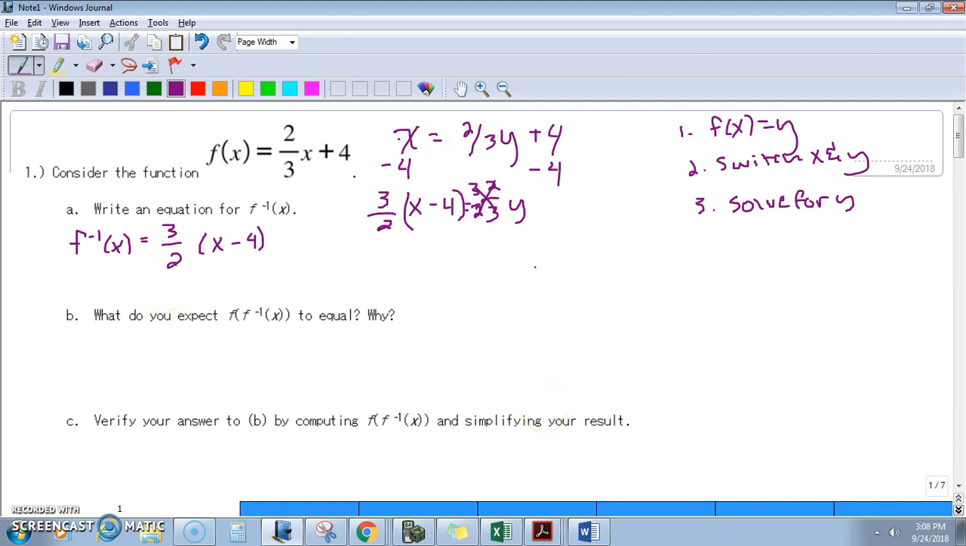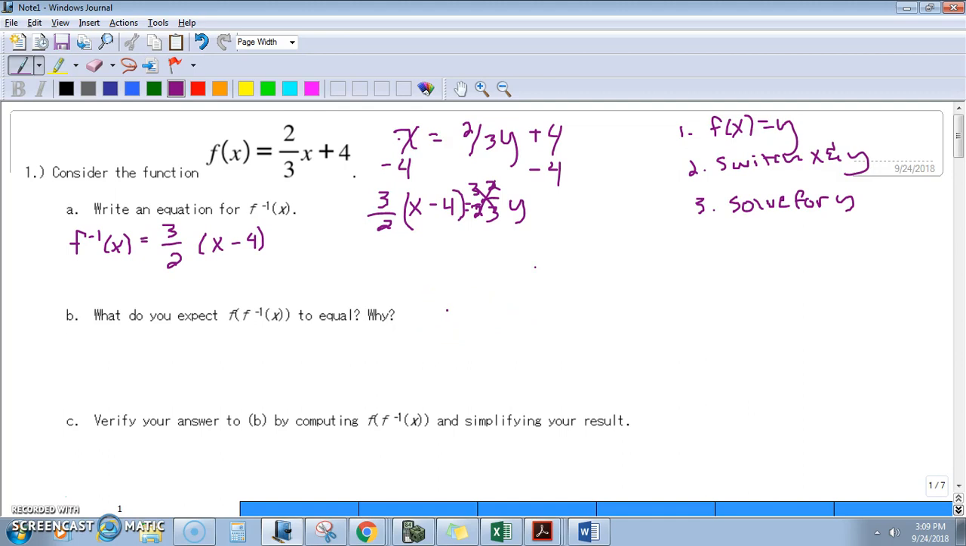Well, if they are truly inverses of each other, we need to prove that by composing it. And normally we call the inverse like g of x, but this time we just called it f inverse. So what we're doing here, f of f inverse of x, is we're just composing that function. And our answer should just be x because they're inverse equations. When you undo one, you get the same output as the original input. So if I input x, my output should be x. That's the why behind it. And then C wants us to actually do that. So let's just actually do that.